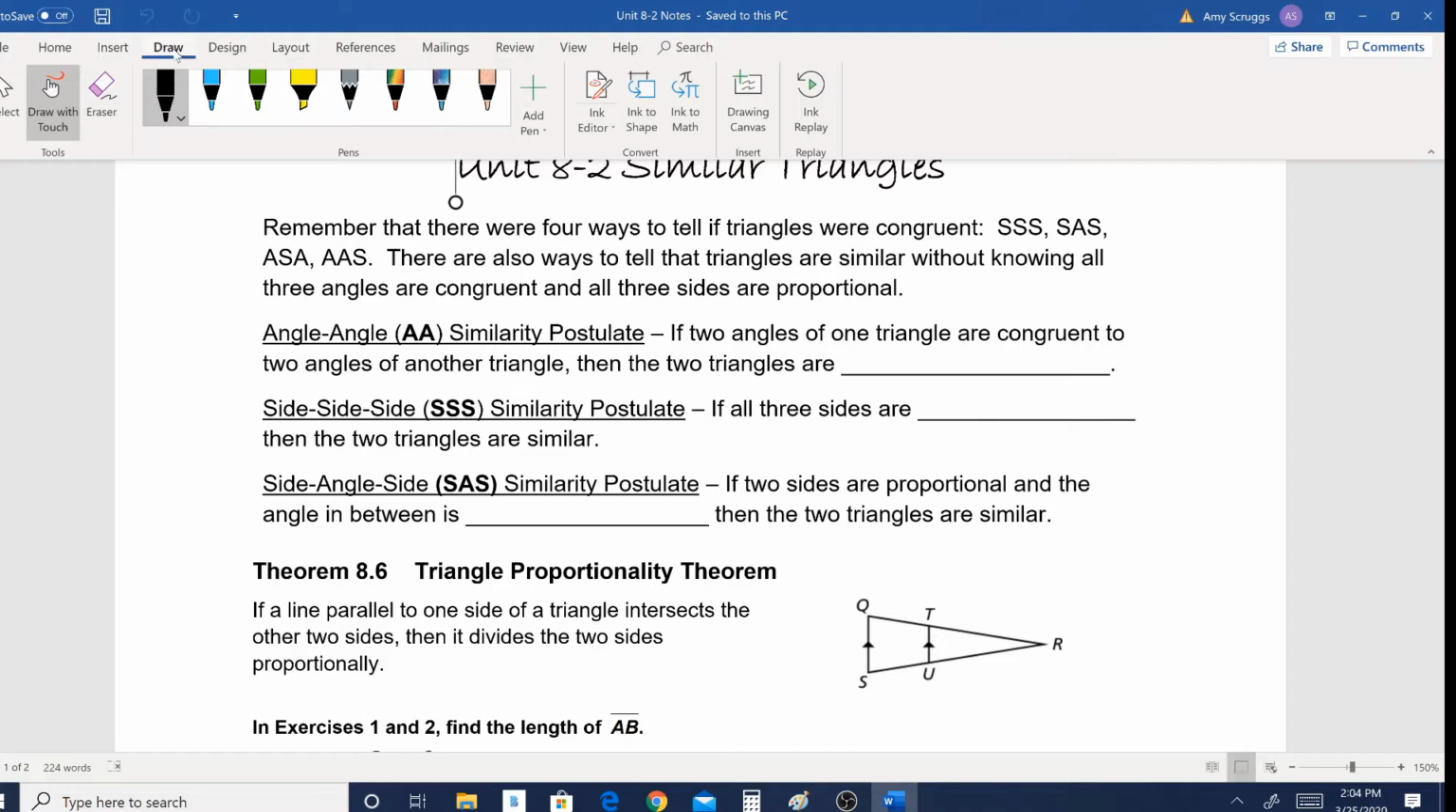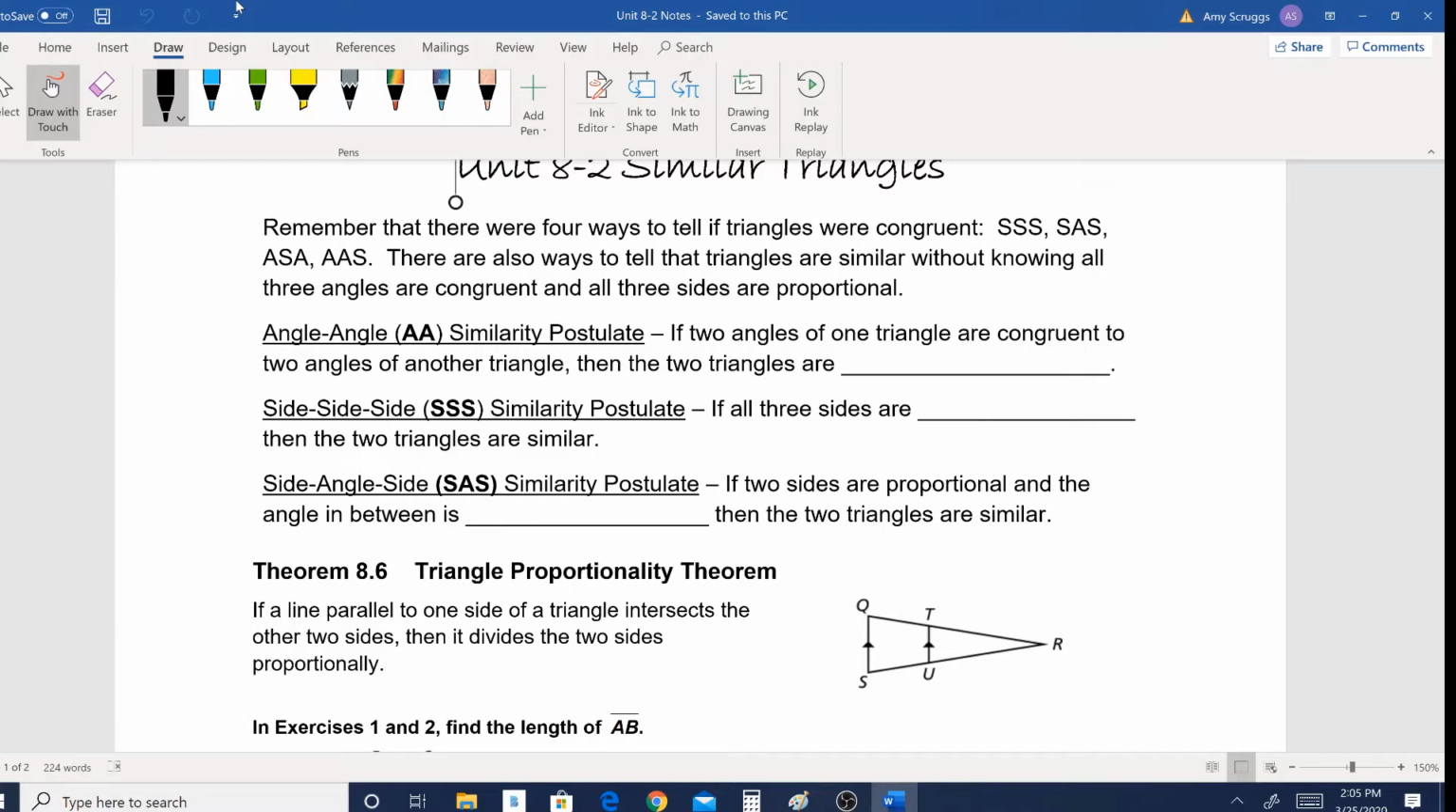We had side-side-side, side-angle-side, angle-side-angle, angle-angle-side, and then I think we also had HL, correct? Well, in this similarity chapter, we have 3 common similarity theorems or similarity postulates. And you're going to think that they're just like the congruency ones, but they're not. They are slightly different, okay?